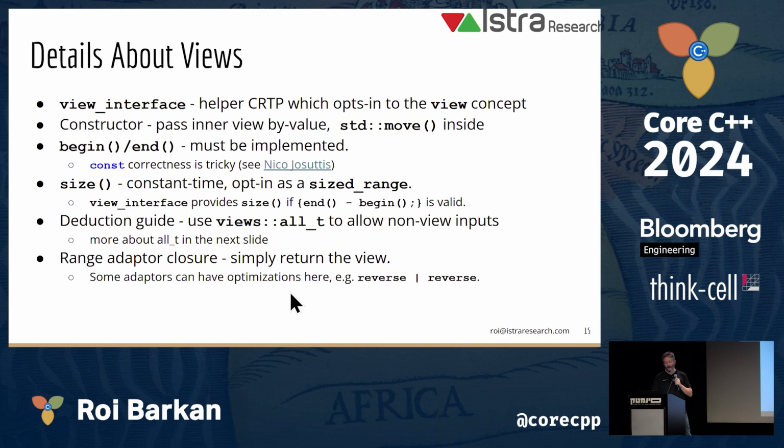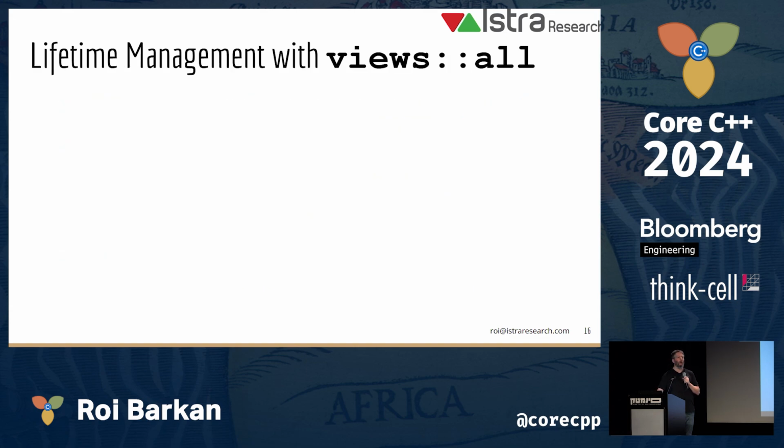And then there are also other tricks that can be done in the deduction guide, not just using the all_t thing. Potentially, if we want to compose a reverse adapter over another reverse adapter, there's a trick mandated by the standard for CTAD, the deduction guide, to eliminate both. So reverse of reverse is basically nothing. Okay, so views::all and all_t.